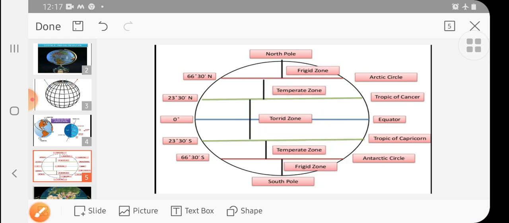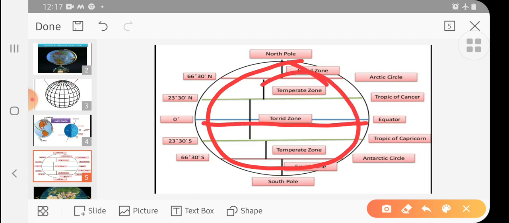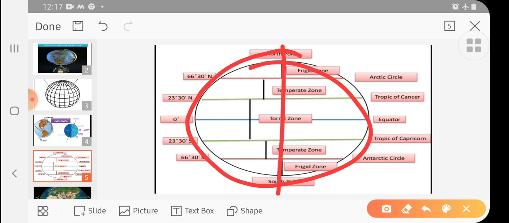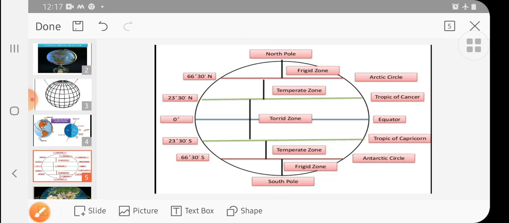The earth is divided by the equator into two halves, that is the north and south hemisphere. Another, by the 0 degree meridian, it is divided into two, that is the eastern and western hemisphere. So accordingly the earth is divided into four: the northern hemisphere, southern hemisphere, eastern hemisphere, and western hemisphere.